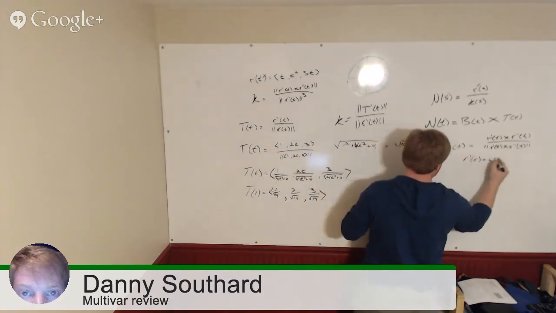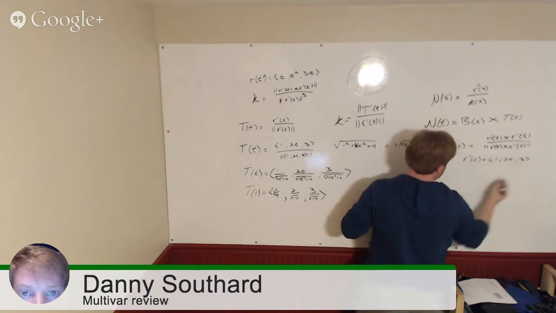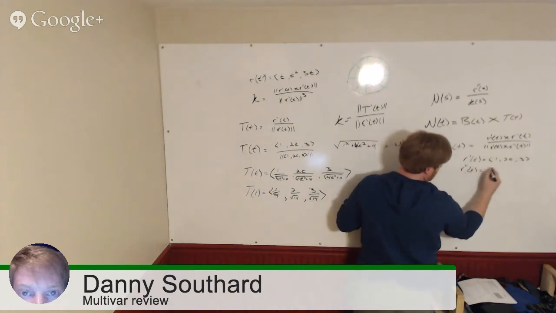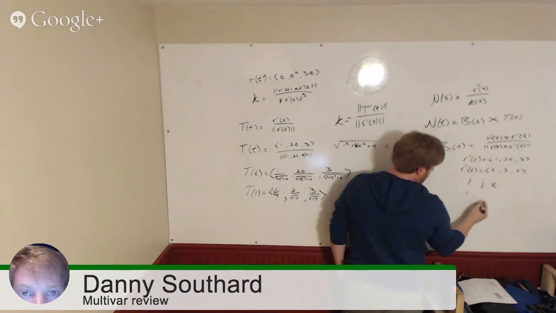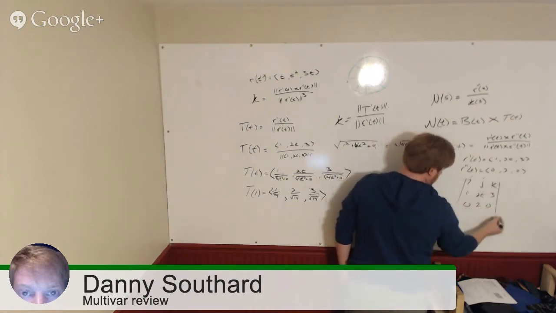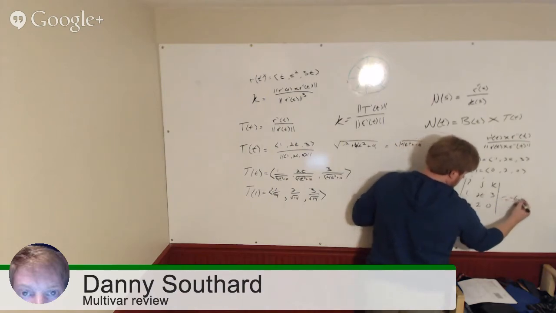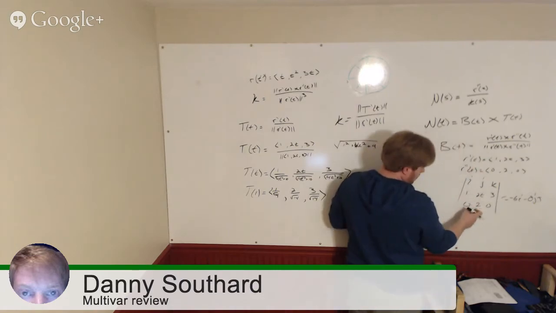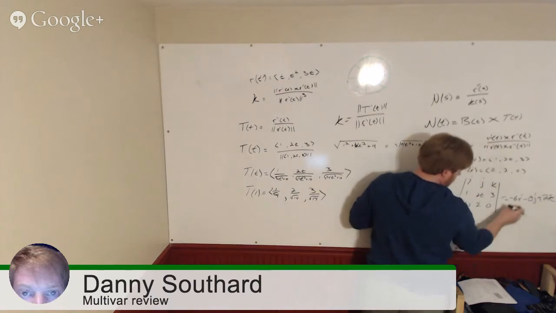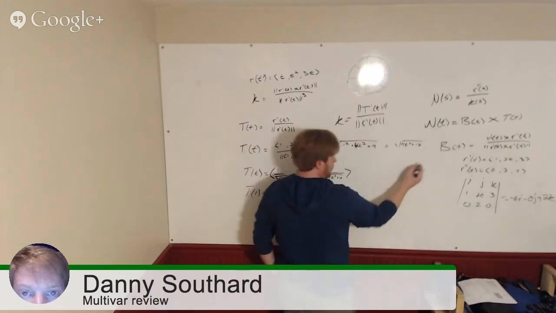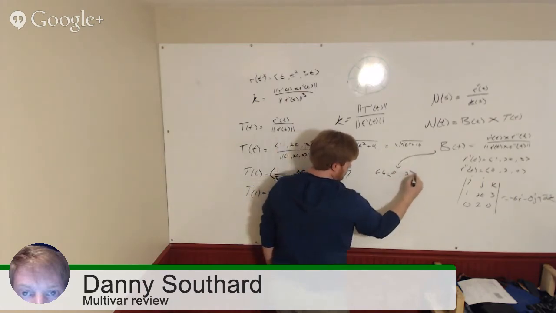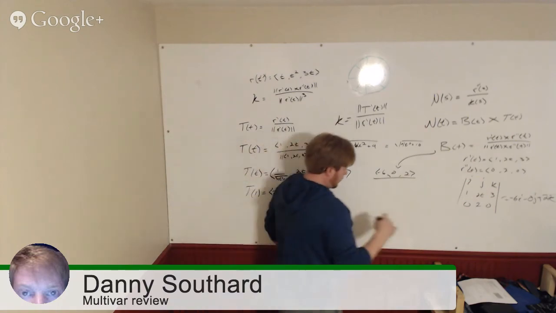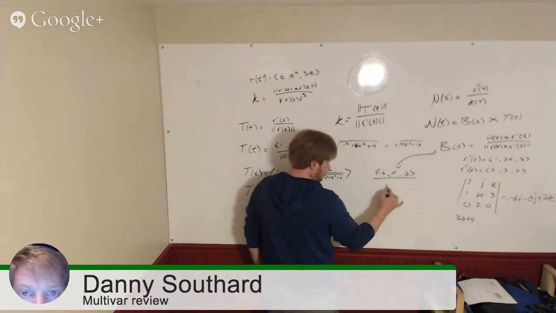So r prime is (1, 2t, 3), r double prime is (0, 2, 0). That cross product, (1, 2t, 3) and (0, 2, 0), it's going to be 0 minus 6, i, minus 0 minus 0, j, plus 2 minus 0, k. So negative 6i, 2k. So negative 6, 0, 2 over the magnitude of that, which is going to be 36 plus 4, square root of 40.